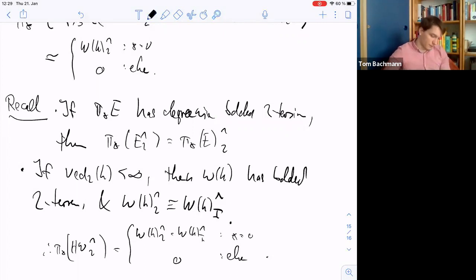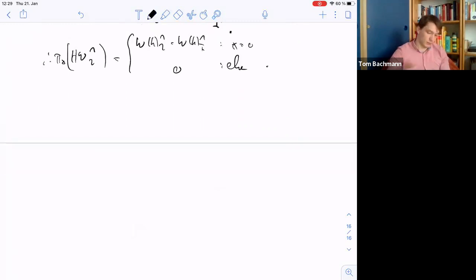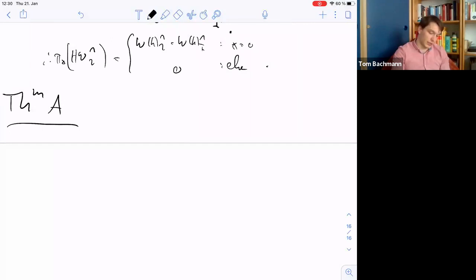All right. So now let me state a theorem. Theorem A, it's our way of doing the computation. One can compute the homotopy groups of this completion. So for KW, which is HW I-adically completed, one can just work out all the homotopy groups.